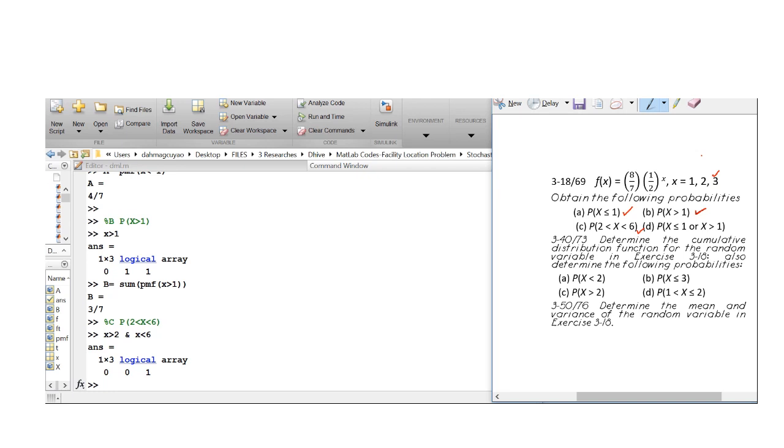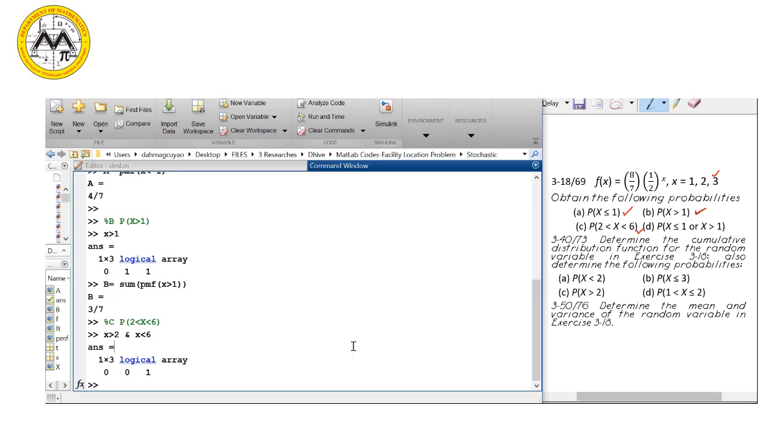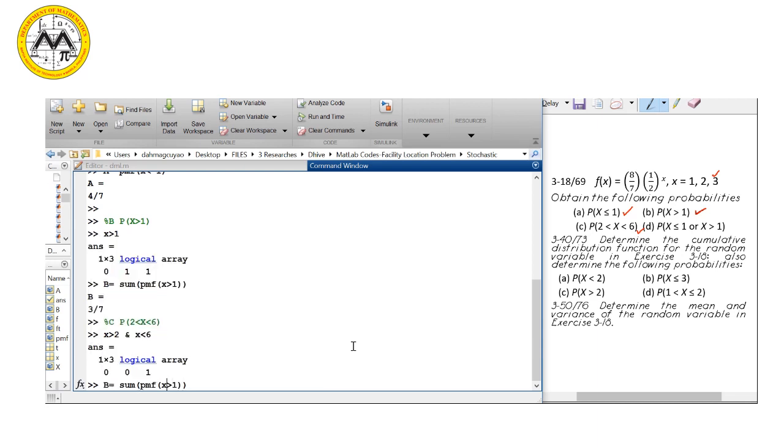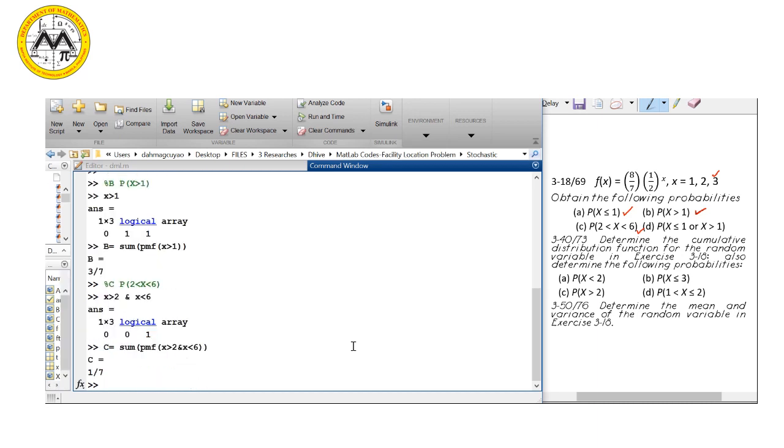So to get the probability, C is the sum of all the probabilities such that x is greater than 2 and at the same time x is less than 6. So it would be 1 over 7.